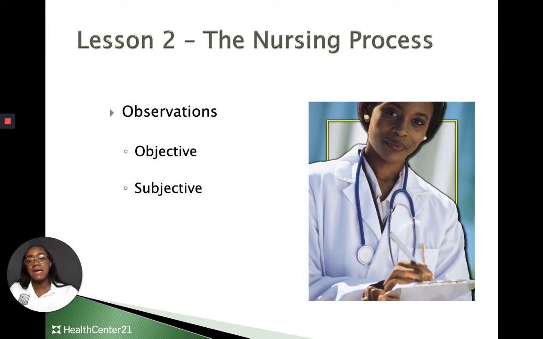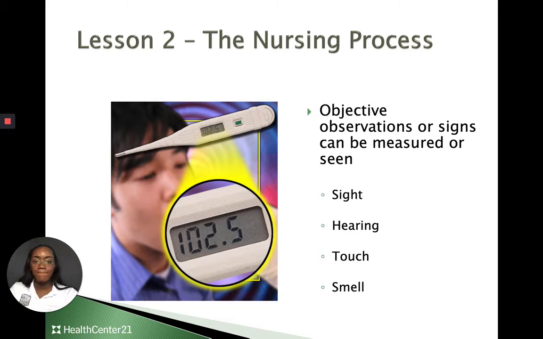So there are 2 types of observation: objective observations and subjective observations. Objective observations, what we call signs, can be measured or seen. For example, the patient may have a temperature reading of 102.5. Members of the nursing team use their sense of sight, hearing, touch, and smell to collect this information.